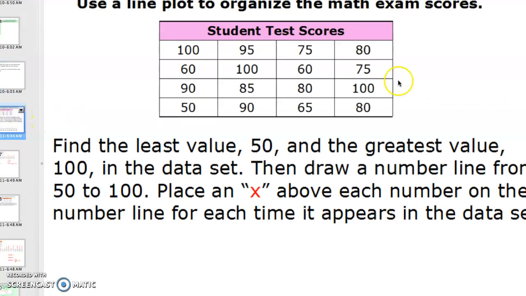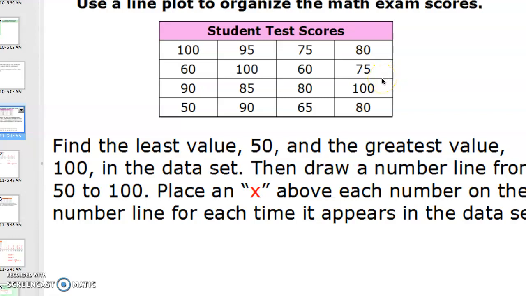So we're going to look here. Here's a set of data. It's student test scores. There are 20 test scores here. No, sorry, 16 test scores here. So one student scored 100, 95, 75, 80, 60, 100, and so on and so forth.